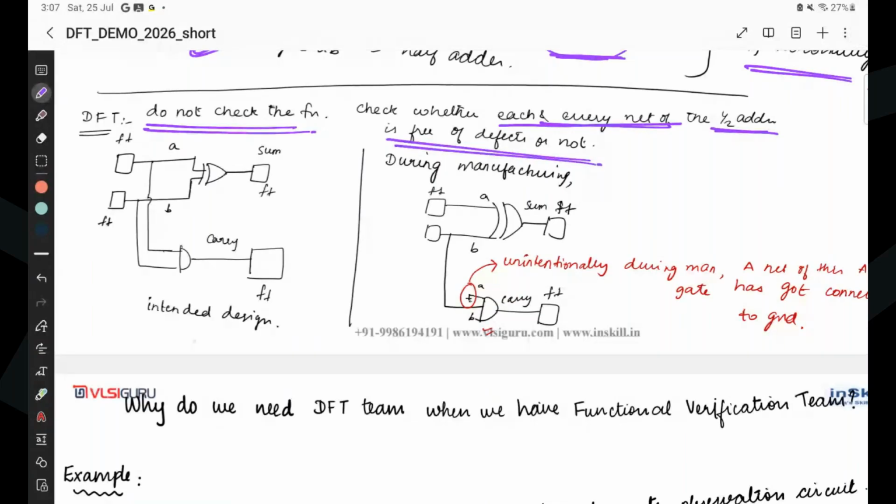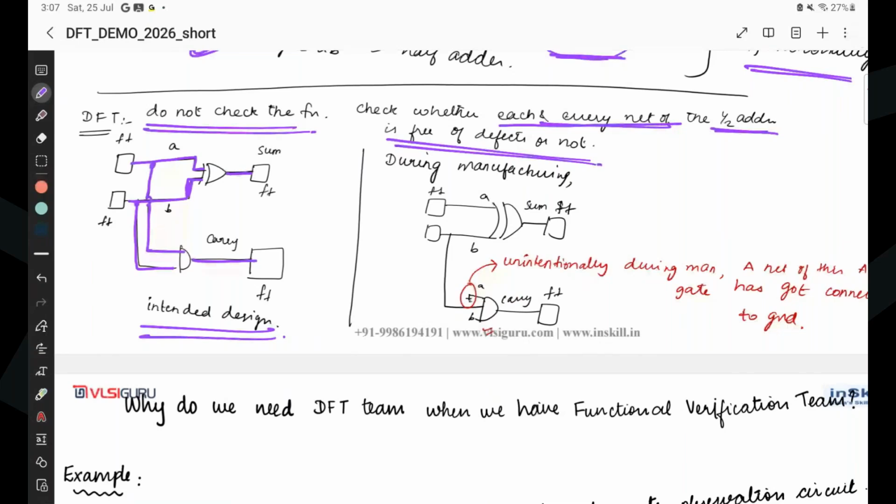So say for example, this is our intended design. This is our half adder, where A and B are actually coming from scan flops. Both are XORed and that is nothing but sum, which is going to a scan flop. And then A and B are ANDed, and that is nothing but carry, which is going to another scan flop. So this is our intended half adder design: sum is A XOR B, carry is AB, where A and B come from scan flops and sum and carry go to scan flops.